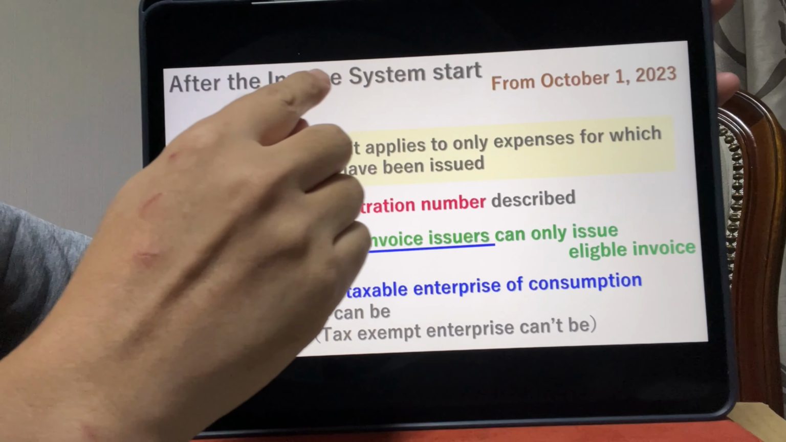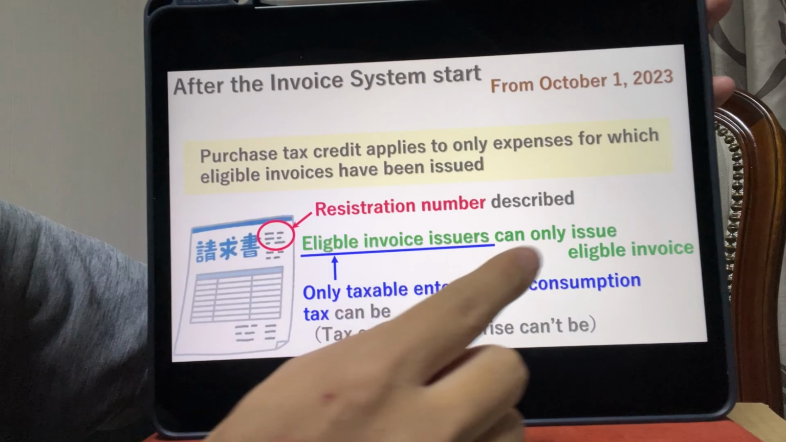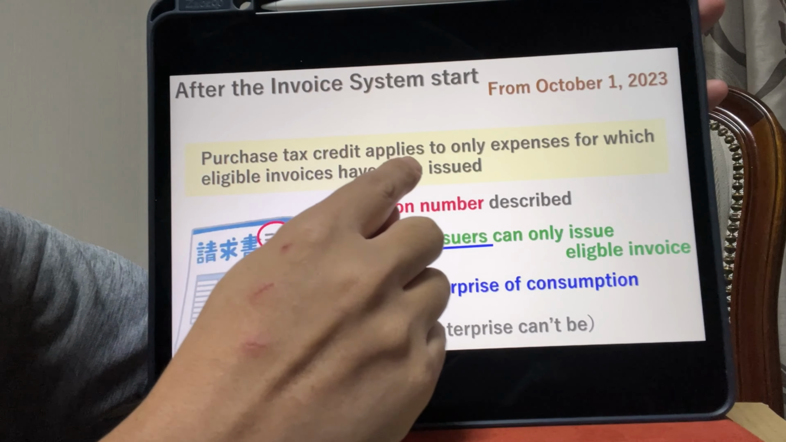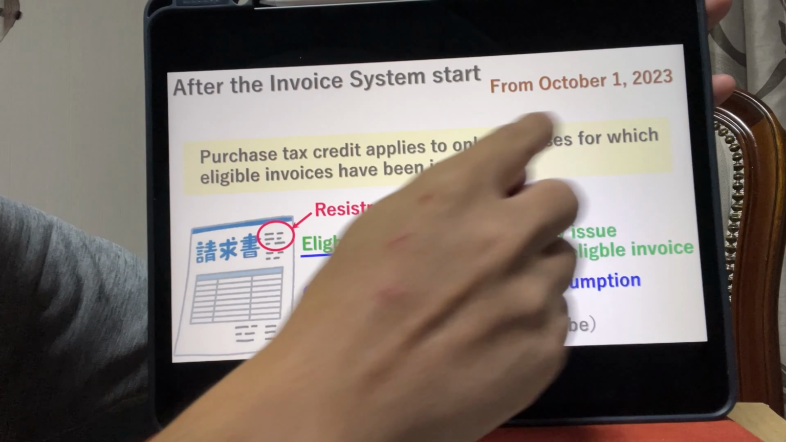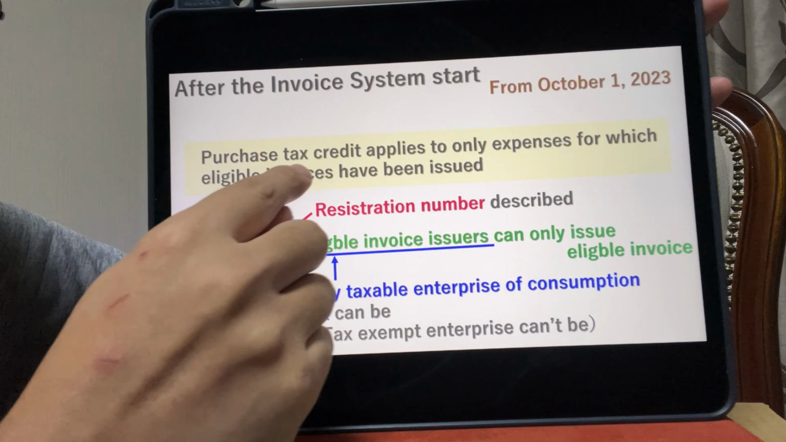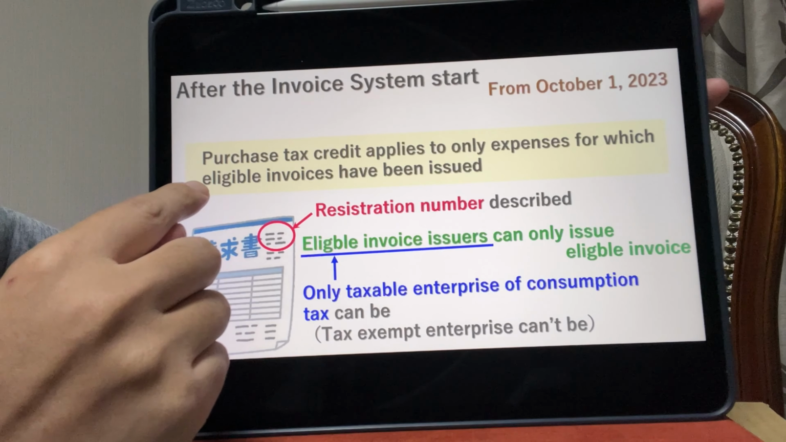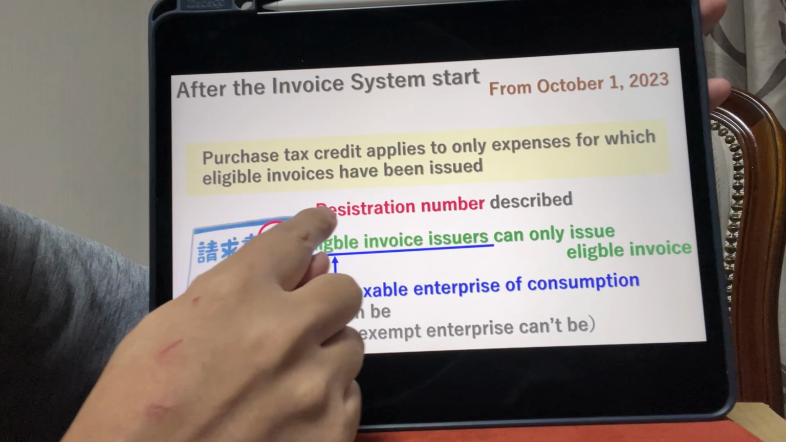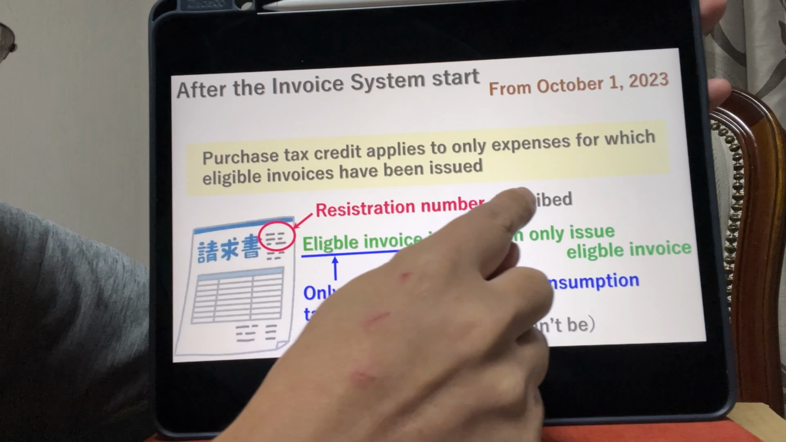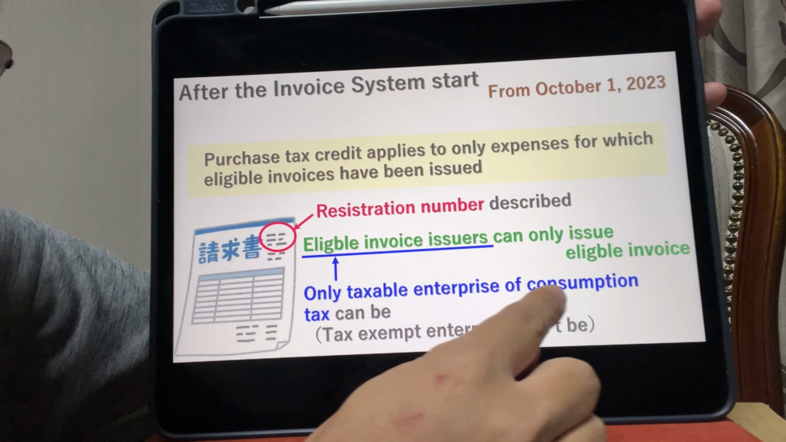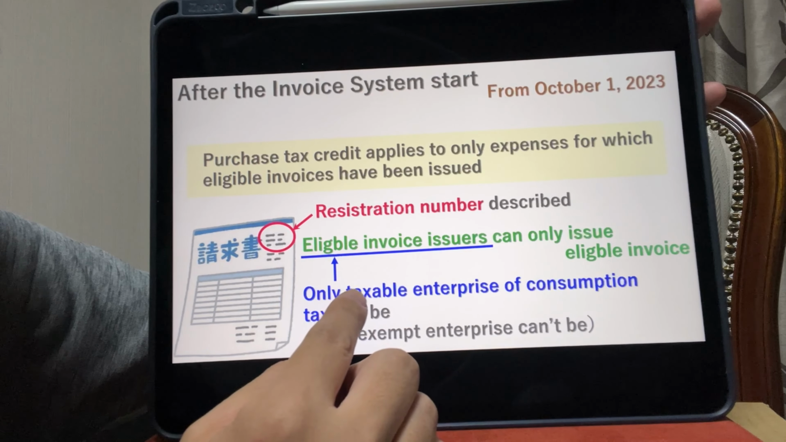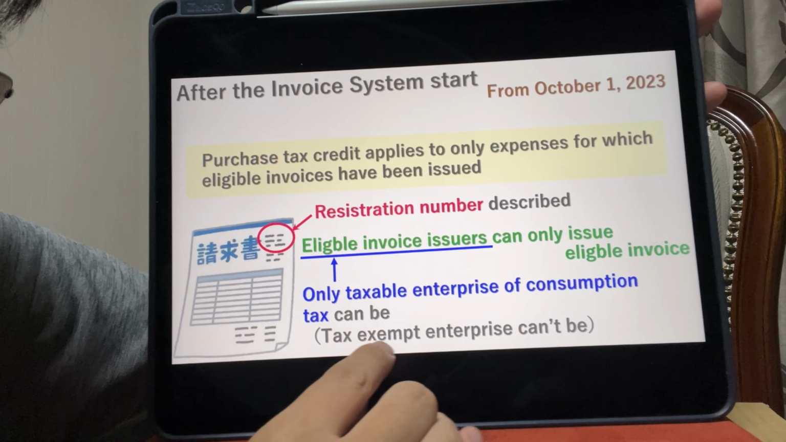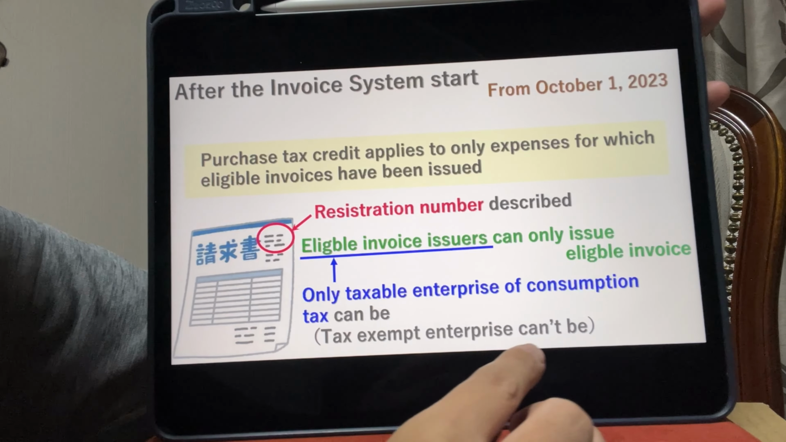After the invoice system started on October 1st, 2023, purchase tax credit applies only to expenses for which eligible invoices have been issued. An eligible invoice is an invoice in which a registration number is described. Only taxable enterprises of consumption tax can be eligible invoice issuers. Conversely, tax-exempt enterprises can't be.